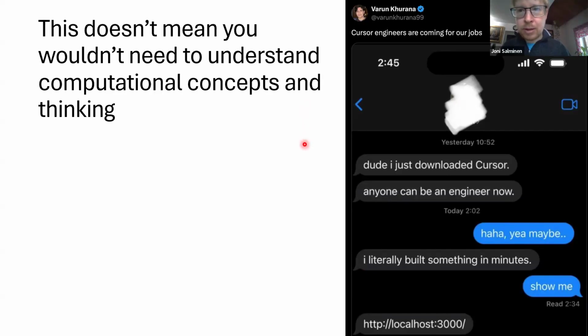Okay, maybe I'll explain it then. So yeah, anyone can be an engineer. Now I literally built something in minutes and then show me, and then it's running in localhost. So it's running locally on the person's computer, but that's what he sees in the browser address bar. So he pastes that without understanding that nobody else can see that app except him.